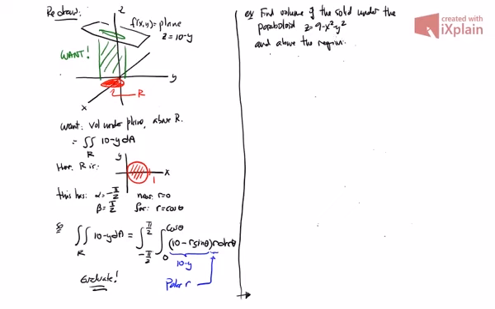I'll just draw the region. So the region will be, say, this region. That should be in red. That's terrible, that's all right. This one will be in black. So it's this half circle that's to the right of x equals 1.